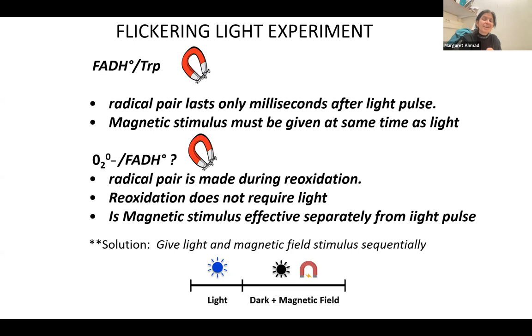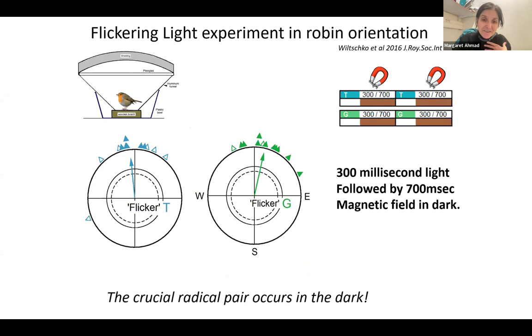So, the next slide. The flickering experiment that Daniel talked about was done by the Wilczkos in these cages. They put the birds in, but instead of putting the light on at the same time as the magnetic field, which is what was done with every other experiment they ever did, if you look at the upper right panel, can you see that? You see the magnets on top? And you see the light, so it says T, and then you have the magnet.